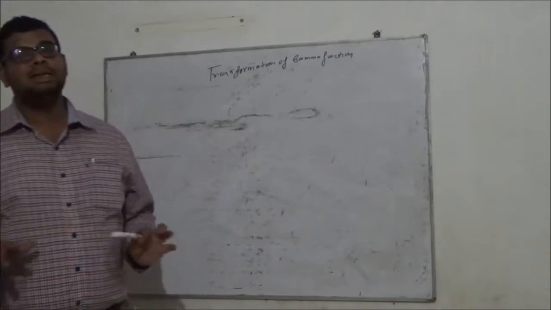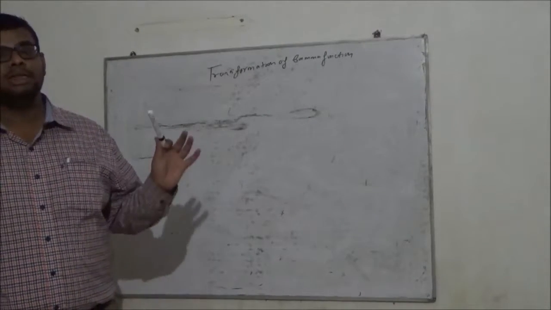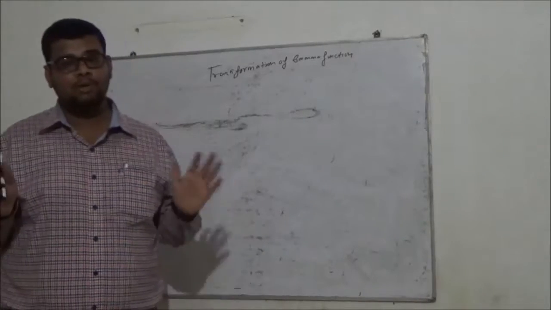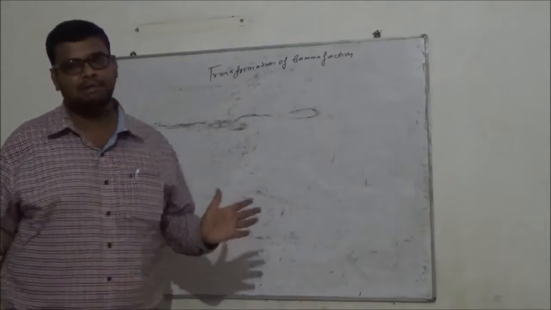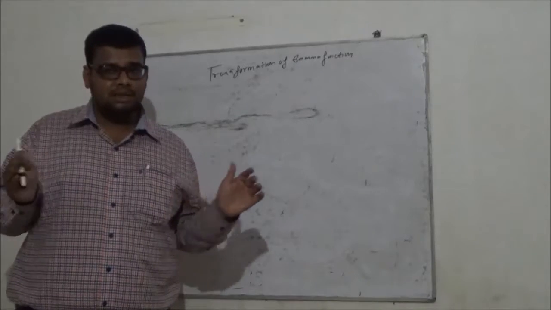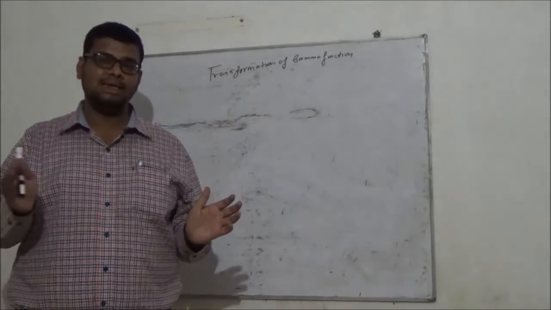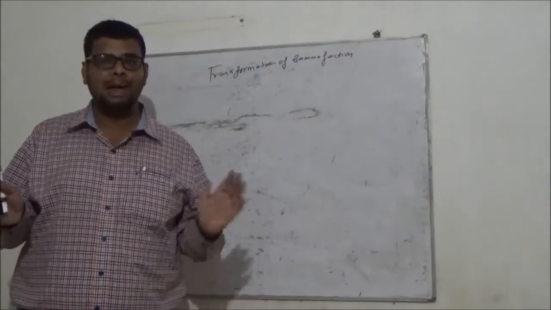We have already discussed the basics of the gamma function: what is the gamma function, and what are some reduction formulas. But today our focus is on the transformation of the gamma function. If we replace x in the gamma function formula, or e power minus x, by some variable, then what will happen there?